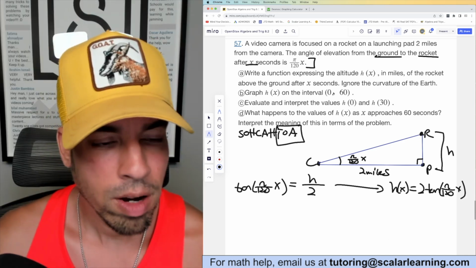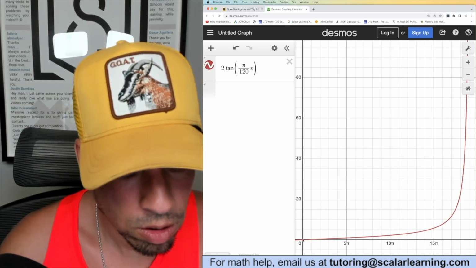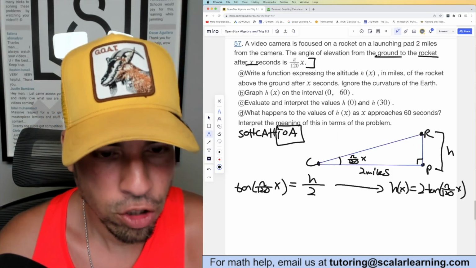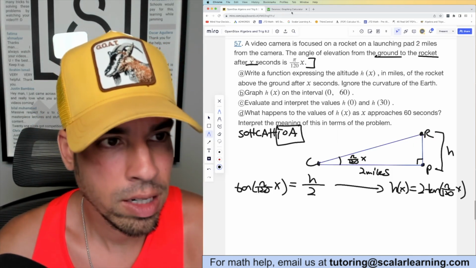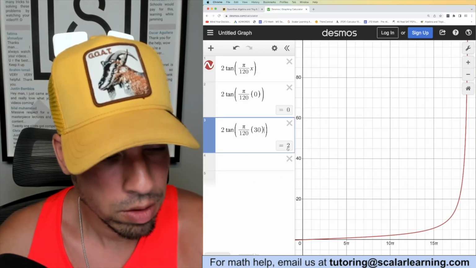Now to graph this on the interval from 0 to 60, let's do that in Desmos. So here's what the graph looks like. It kind of goes up to the right like so. And now we want to evaluate h of 0 and h of 30. So again, let's do that in Desmos. So h of 0 gives a value of 0. h of 30 gives a value of 2.